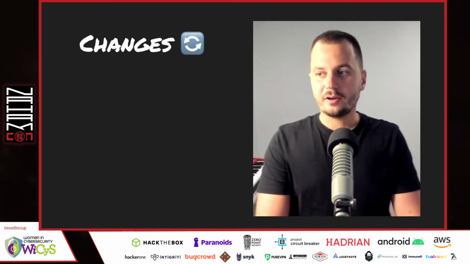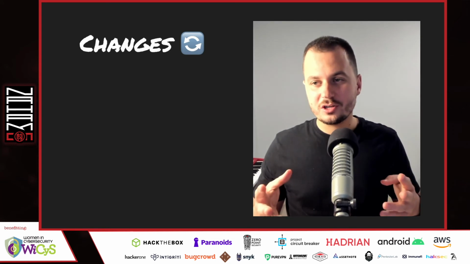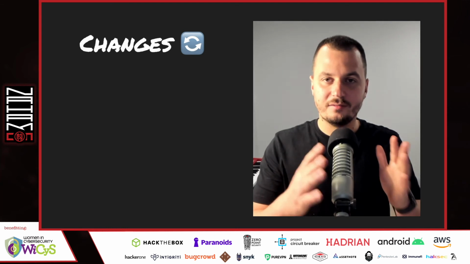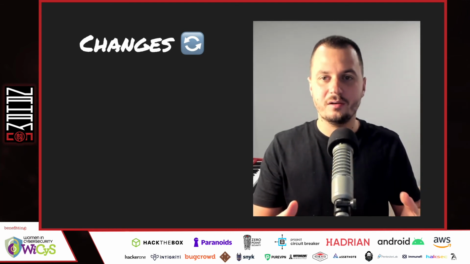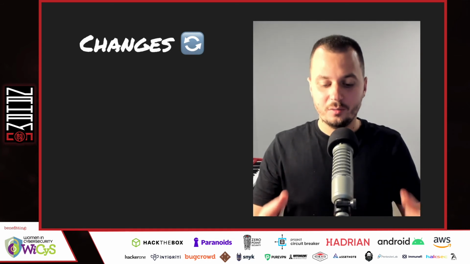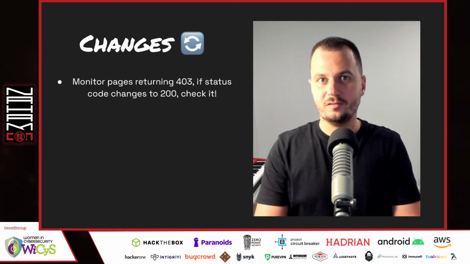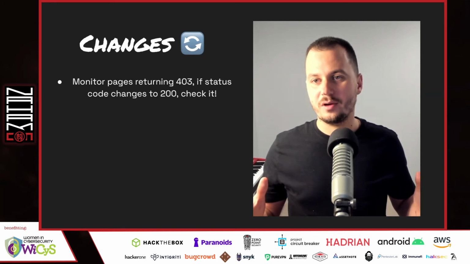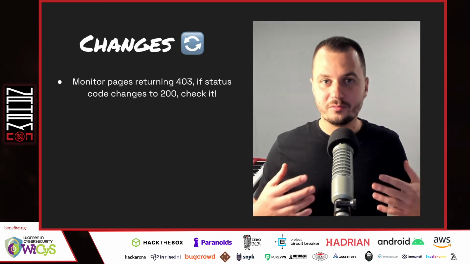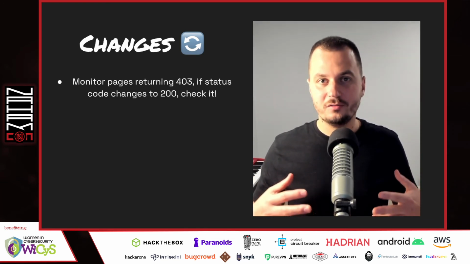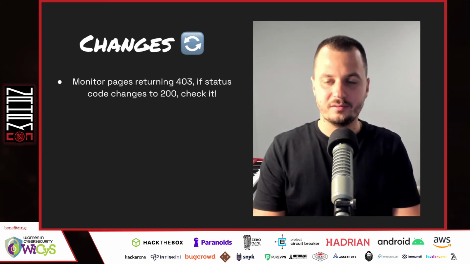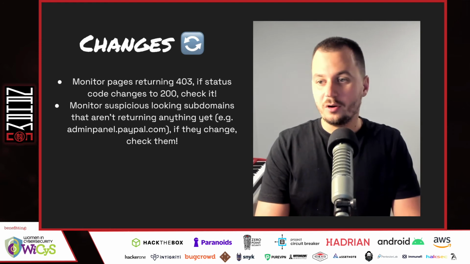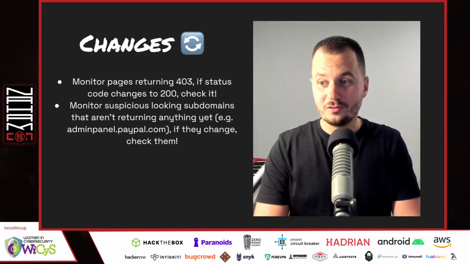The next category overlaps with freshness, but it's not the same thing. When I'm talking about detecting freshness, I'm talking about detecting mostly new targets that are popping up. Whereas with changes, I'm talking about detecting changes to existing targets. So some examples of how you might do this are monitoring 403 responses. And if they ever change to a 200 response, you might want to have a look at that because it might be showing something sensitive that's meant to still be forbidden. You might want to monitor suspicious-looking subdomains that are not returning anything yet.